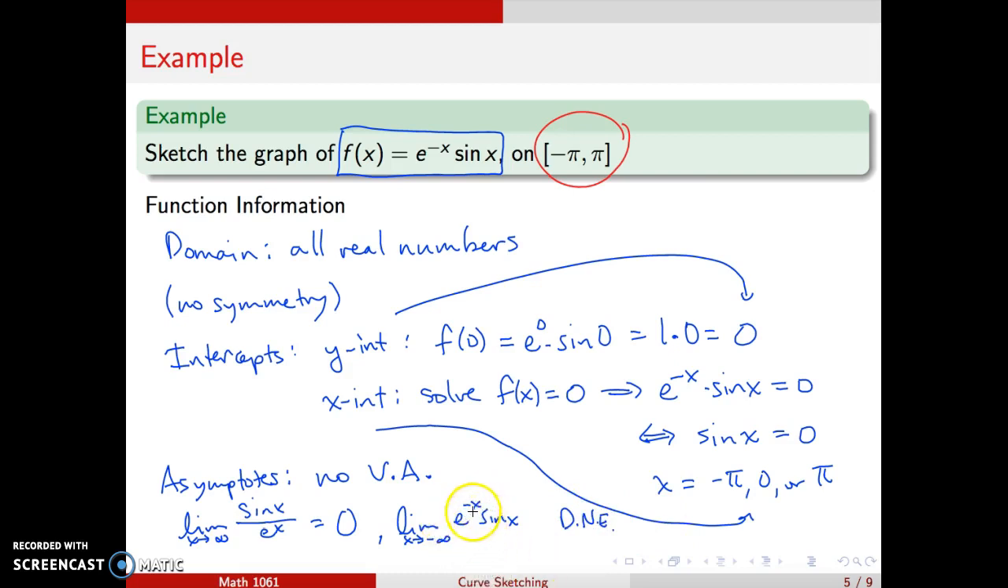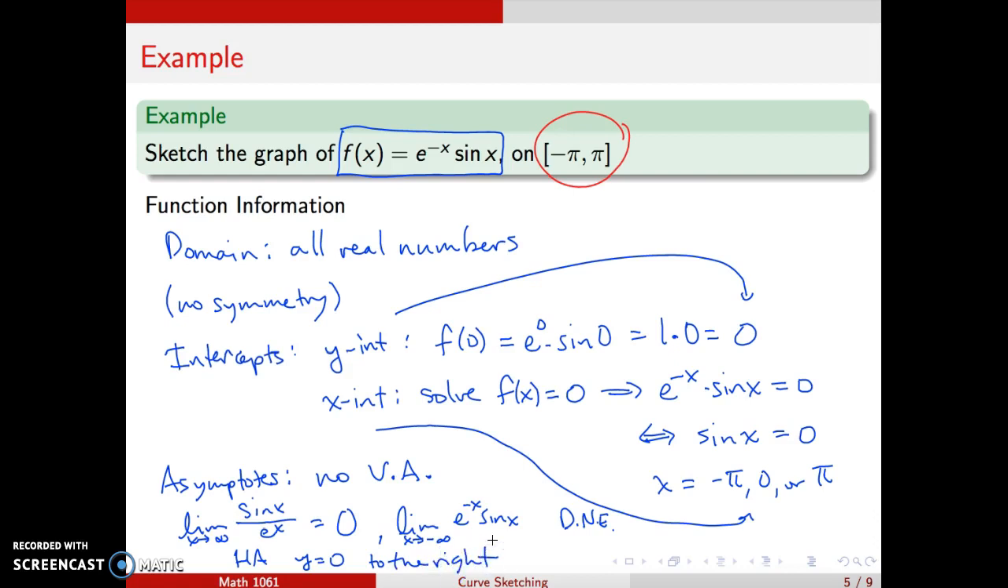Because the e to the negative x, that's going to blow up. You're going to get e to a larger and larger power, so the magnitude is just going to get bigger and bigger, but the sign is going to go back and forth between positive and negative, and it'll be 0 at every integer multiple of pi. So it's going to have some crazy oscillating behavior moving to the left on the number line, but that limit does not exist. So horizontal asymptote of y equals 0 to the right.